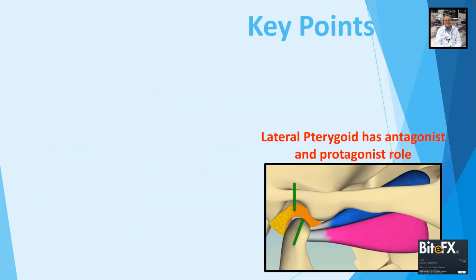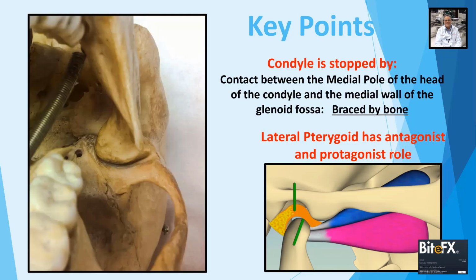So the key points today, what I want you to remember out of all these details, is that lateral pterygoid has an antagonistic and a protagonistic role. It has a complexity to it. And this, again, will become more apparent when we look at dysfunction. And that condyle is stopped by contact between the medial pole of the head of the condyle and the medial wall of the glenoid fossa. It's braced by bone.